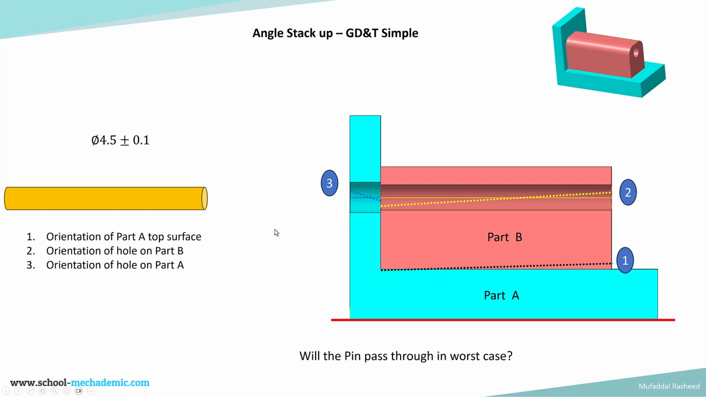Over here, for simplicity's sake, we will consider the position and profile deviations as negligible as compared to orientation, because here the main focus is the deviation of orientation and how that affects the assembly. So we are going to factor in only the orientation deviations and how that affects the assembly, because that will be the most influential effect in the assembly of this pin through the part A and part B stacked.